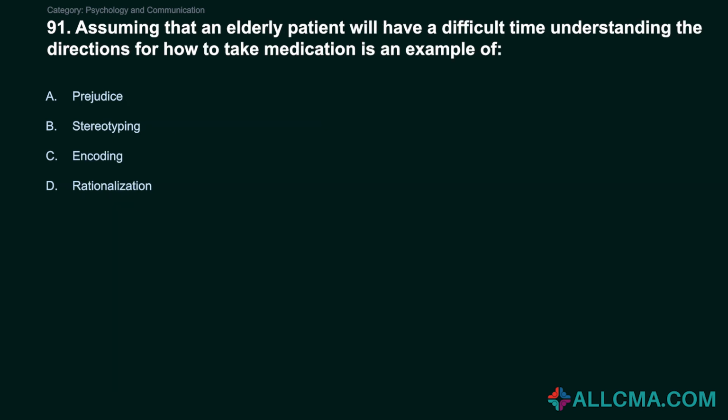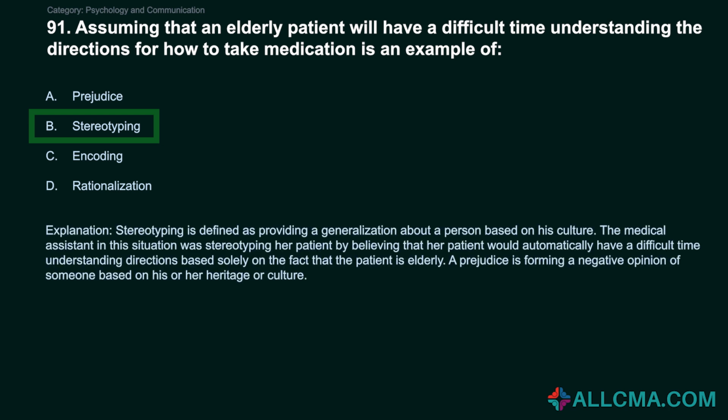91. Assuming that an elderly patient will have a difficult time understanding the directions for how to take medication is an example of A. Prejudice. B. Stereotyping. C. Encoding. D. Rationalization. Correct answer: B. Stereotyping. Stereotyping is defined as providing a generalization about a person based on his culture. The medical assistant in this situation was stereotyping her patient by believing that her patient would automatically have a difficult time understanding directions based solely on the fact that the patient is elderly.